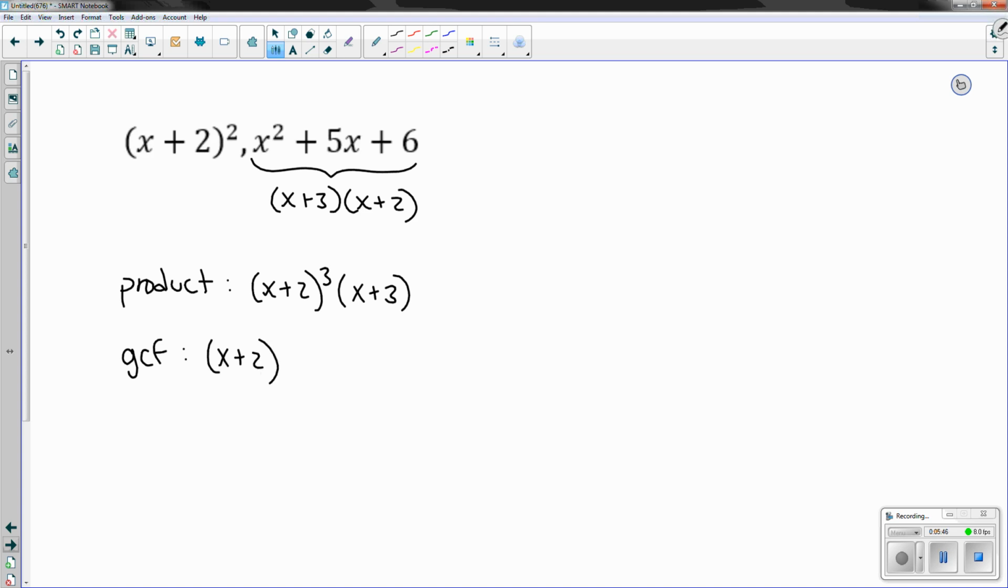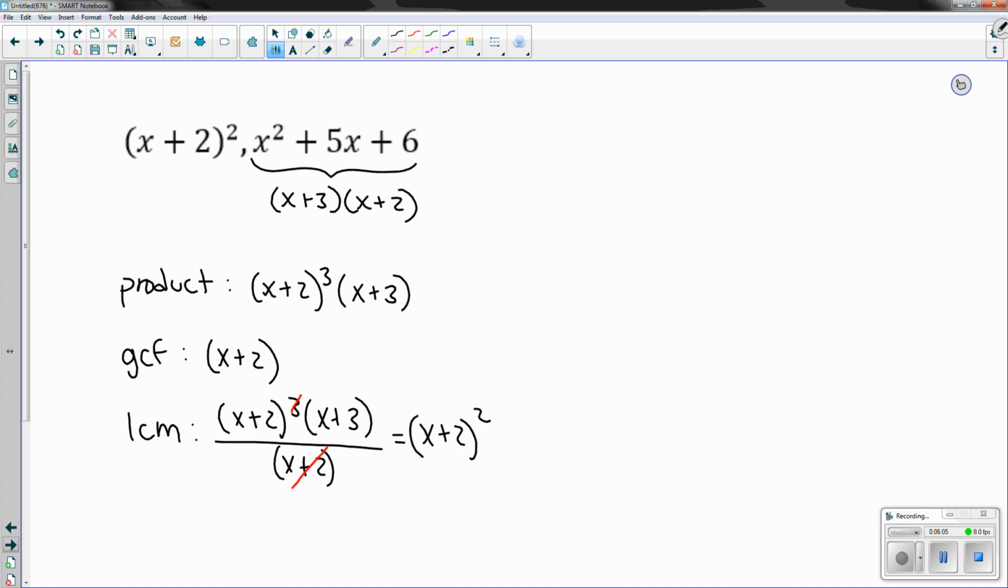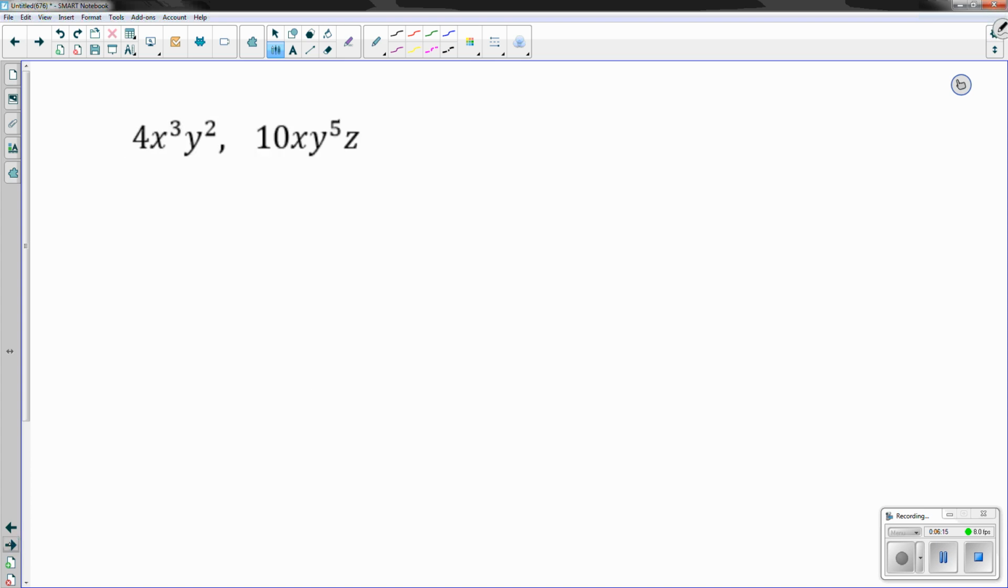So now we can find the LCM, being the product divided by the GCF. We now have a simplifying rational expressions problem where we get a cancellation: (x plus 2) squared times (x plus 3). And that would be your least common denominator if these were to represent denominators in rational expressions.